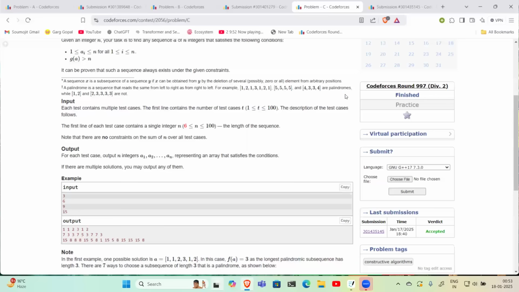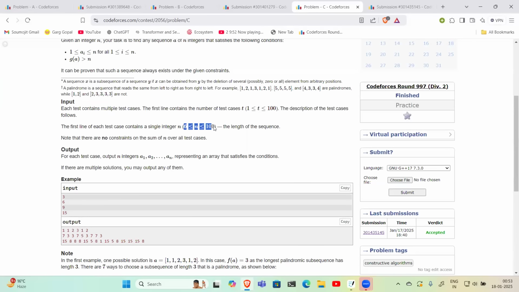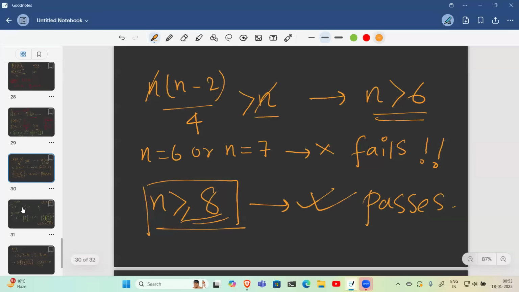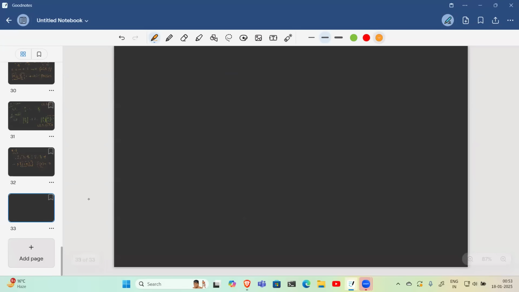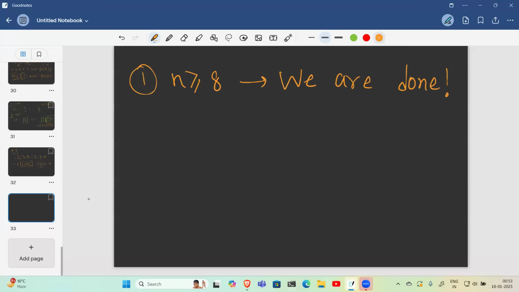Now if you look at this question, it says that the integer n lies from 6 to 100. But we have a solution only when n is greater than or equal to 8. So if n is greater than or equal to 8, we are done. Nothing new, we are just done. But now there are two more cases remaining. One is n equal to 6 and one is n equal to 7. So what to do for these two cases?